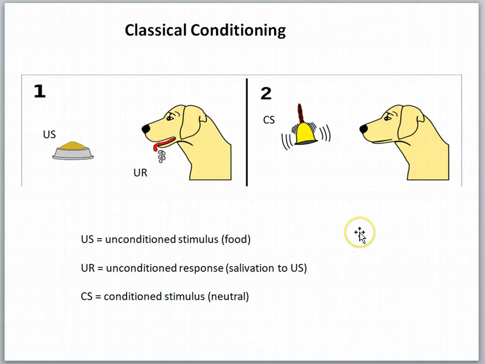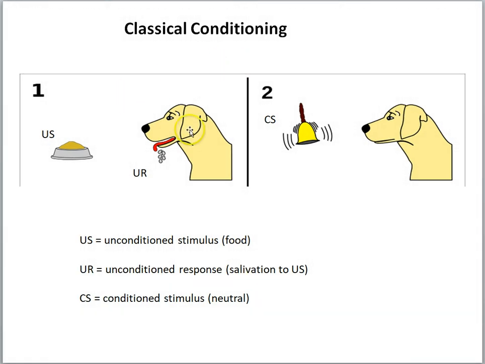Associative learning is when an organism can associate one stimulus with another stimulus. A simple example is classical conditioning. Here we see the dog looking or smelling the food, and the dog begins to salivate. Now, psychologists would say the food is the unconditioned stimulus, and the salivation is the unconditioned response.